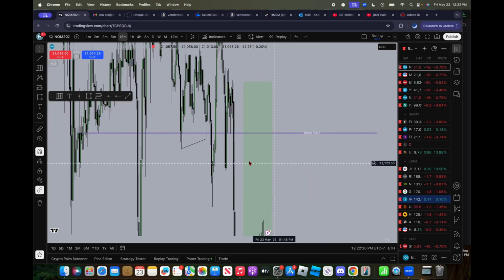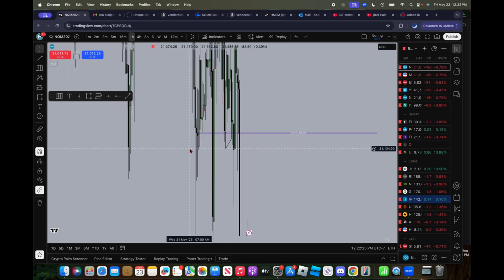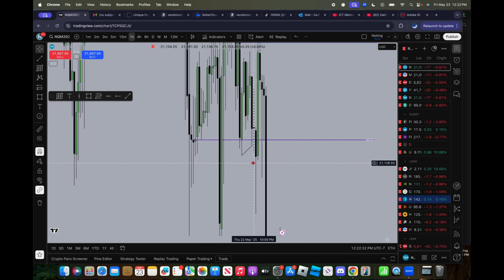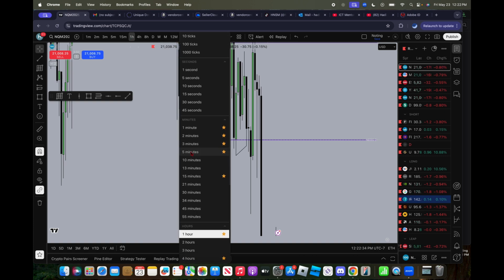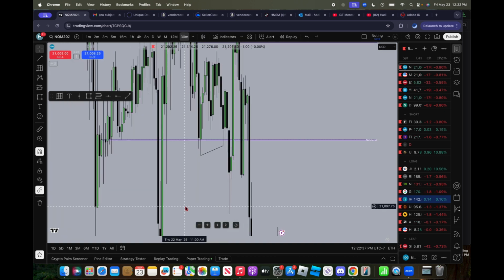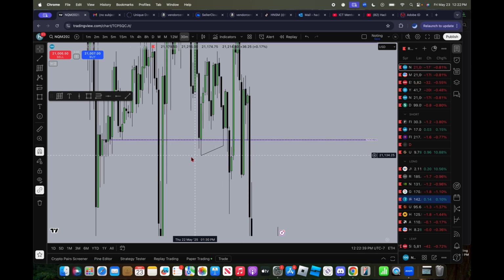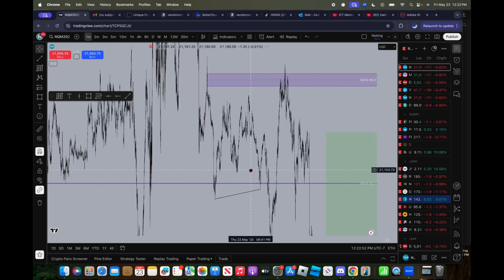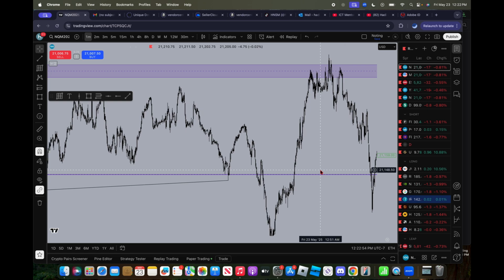So 15-minute, not as clean. 1 hour is pretty nice. So we sweep the lows. Actually, 1 hour is not as clean as I thought. Maybe 30-minute. Yeah, it's pretty clean. We sweep the lows with one singular candle, aggressively slam into it, and then with one singular candle, we slam back up higher. You know what I'm saying? I guess it didn't really have a retracement on the 30-minute, but that's fine.